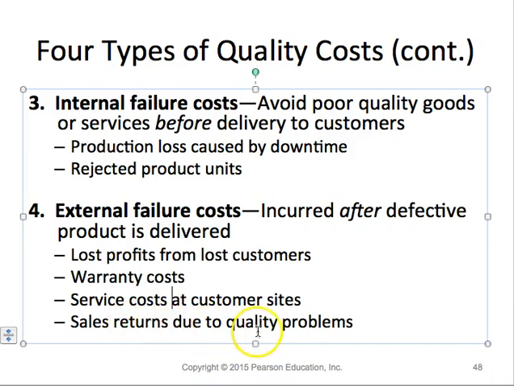Sales returns due to quality problems, of course, are going to cost the company a lot. So they want to make sure to reduce the cost of sales returns by improving quality.